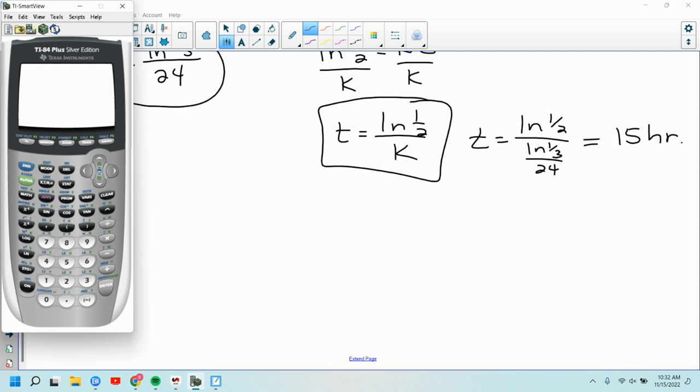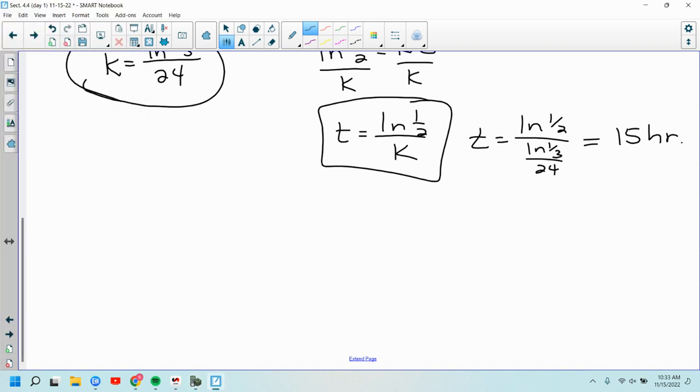Now you can type the whole thing in at one time. I don't always like to do that just because you really got to watch your parentheses. Sometimes I'll take the more complicated part and do that first. I would figure out what k is. I would take the natural log of 1/3 divided by 24, and I get that answer. And then I would take the natural log of 0.5 or 1/2 divided by my answer, and that's one route to get there. Different routes you can take, but 15 hours.